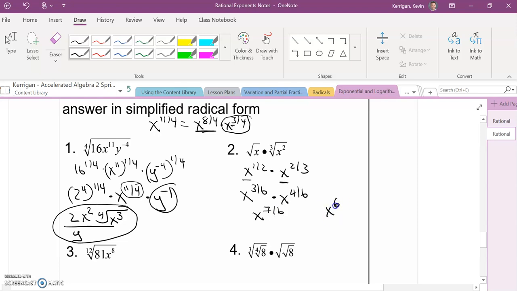And again, that'll be x to the 6/6 times x to the 1/6. That'll be 1 full x right here. And then I have x to the 1/6 left over, which when I convert that back over, that's the 6th root of x to the 1st power. That will be my answer.